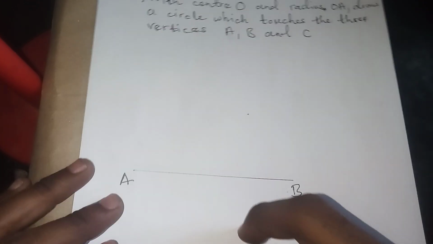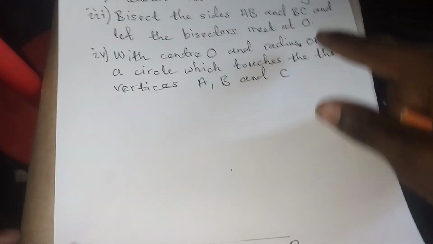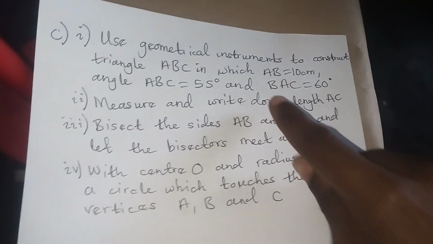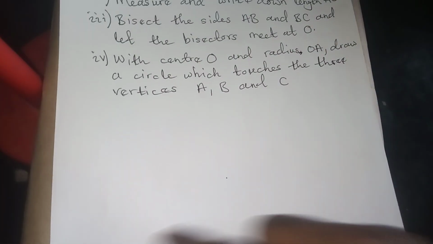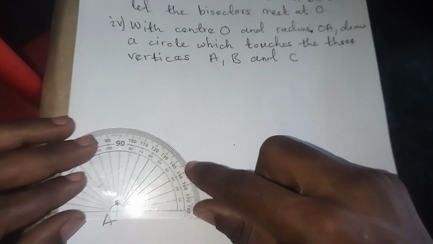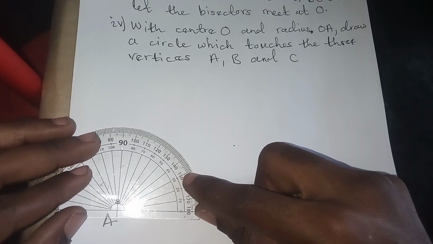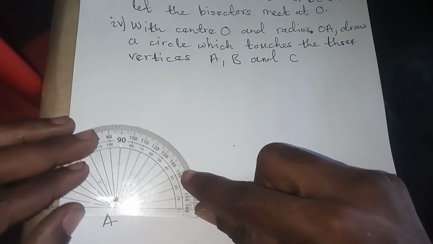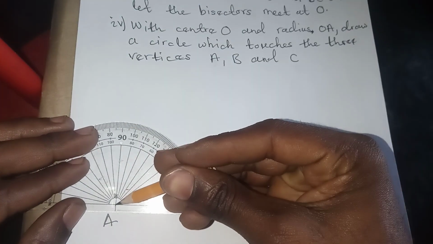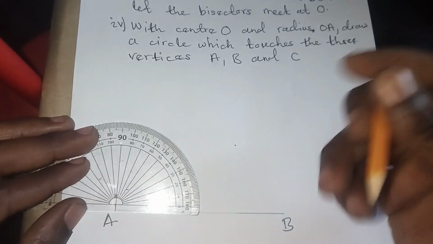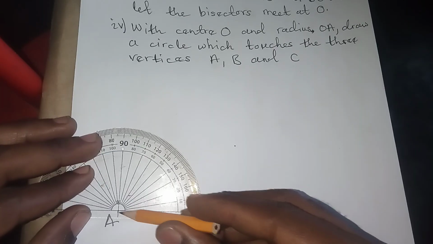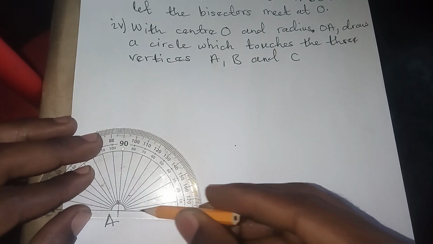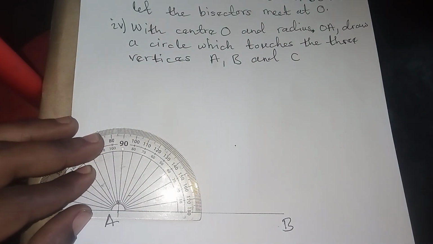So the other one will be angle BAC, which is 60 degrees. BAC is 60 degrees. So you can do this. You put this part here, which is the origin, at the far end of the line, and then make sure that this line is aligned with the 0 degrees mark.